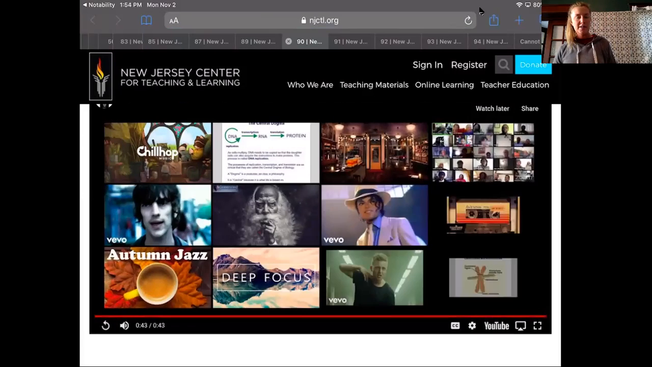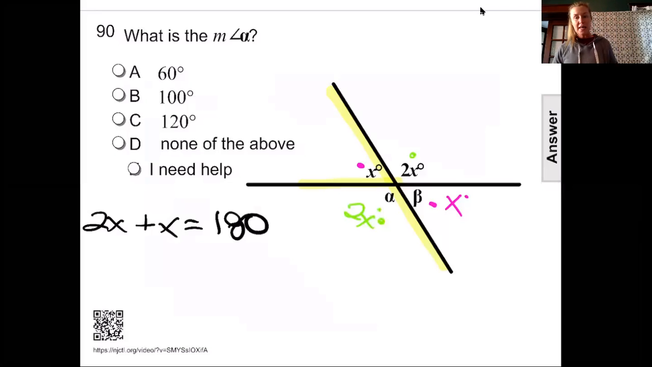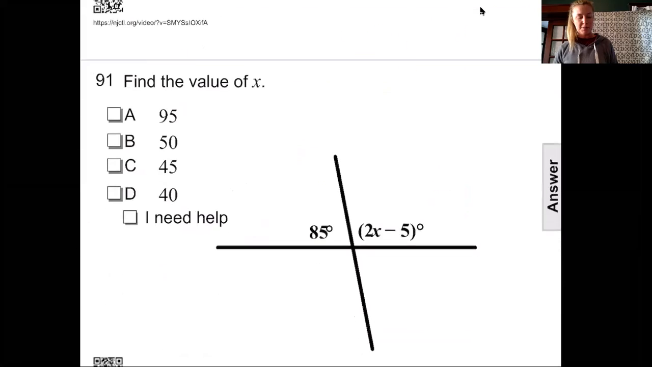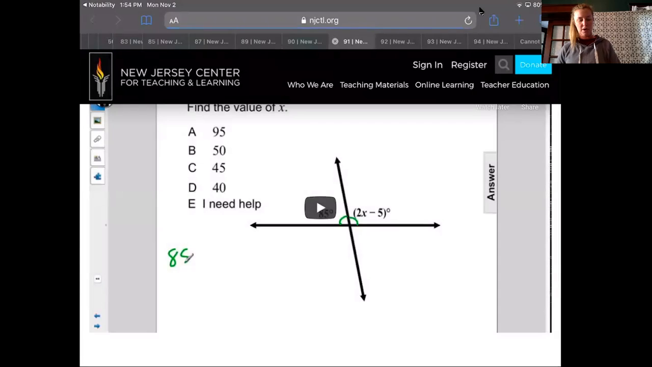I went ahead and solved for the vertical angles before we actually set the equation up. Either way that you do it is totally acceptable. Looking at question 91, these are supplementary or a linear pair, so these are going to equal 180.